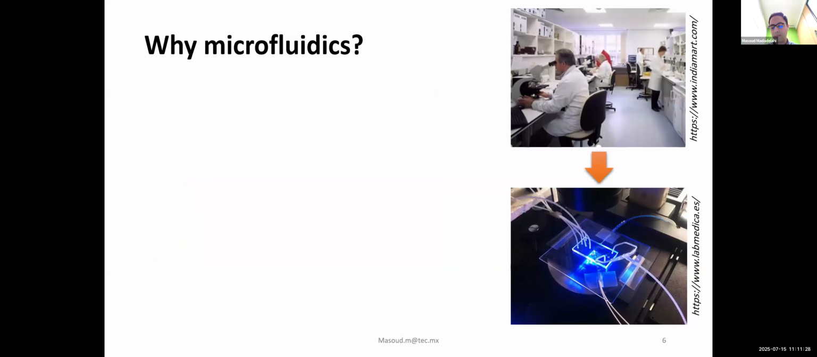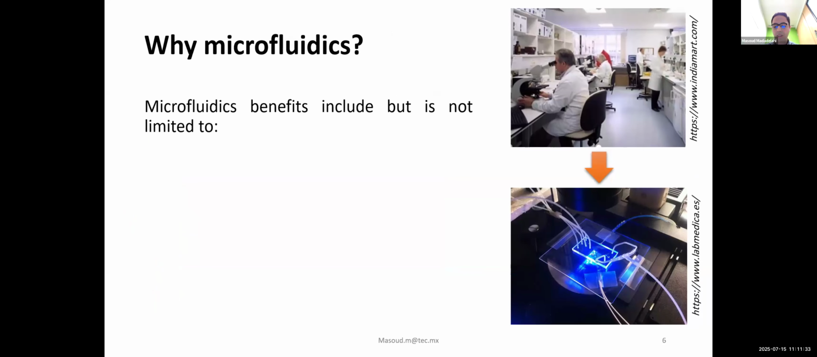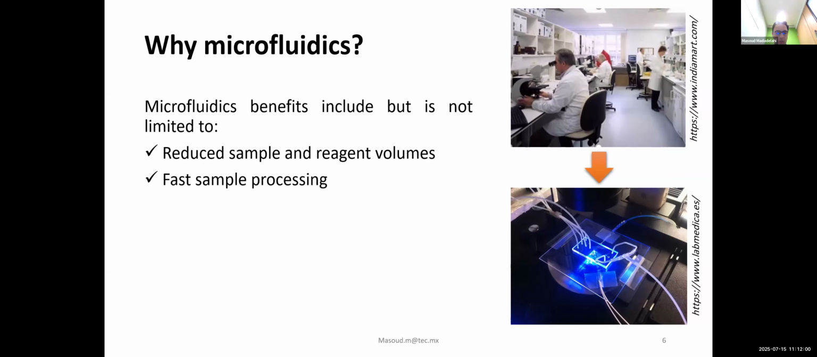Why do we need microfluidics or lab on a chip? Well, there are many advantages. The most important one is that we will have reduced sample and reagent volumes. In some cases, they are very costly, so it's very important to manage the cost of your project. You can do whatever you do in a conventional lab on a very small scale and reduce the samples or costly reagents that you're using in your project.